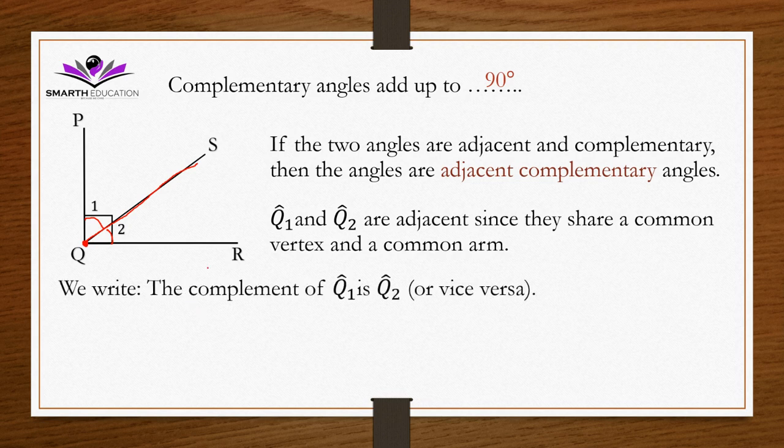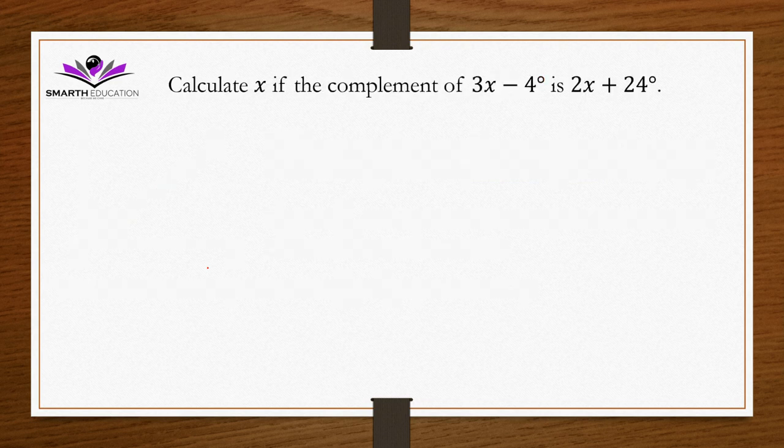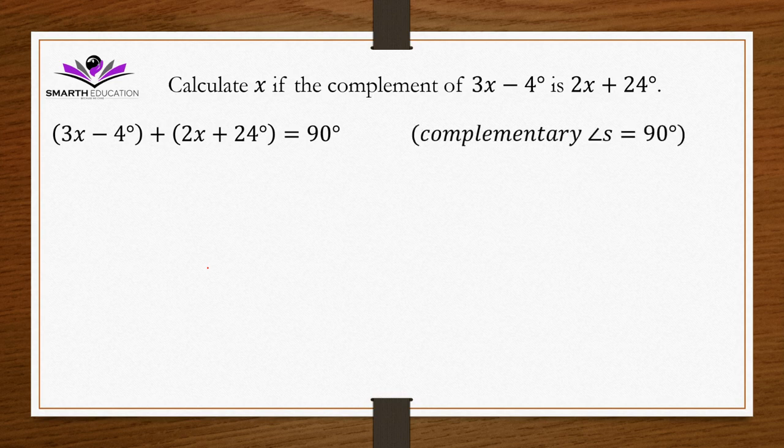So we can say that angle Q1 is a complement of angle Q2, or angle Q2 is a complement of angle Q1. Let's do some questions. You can pause the video here and try to solve this problem. Calculate x if the complement of 3x minus 4 degrees is 2x plus 24 degrees. We add the two angles and they must give us 90 degrees, because they are complements of each other.